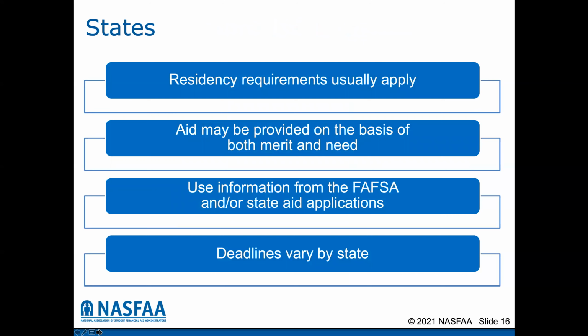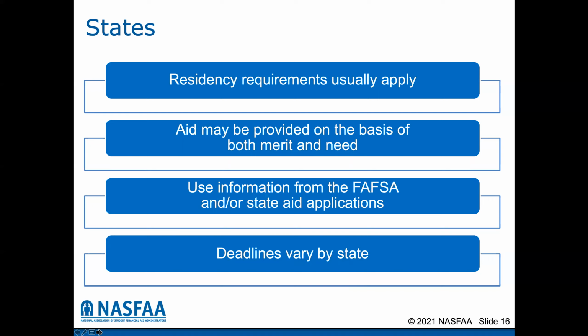Next are your states. We talked about this as well. Residency requirements usually apply. So for instance, New York State, TAP award. You need to be a New York State resident going to a New York State school. And that's not just SUNY or CUNY. That's SUNY and CUNY and every New York State school. But that is the requirement for TAP, which is a little different from Excelsior. Excelsior, you have to be going to a New York State SUNY or CUNY to be eligible for that.